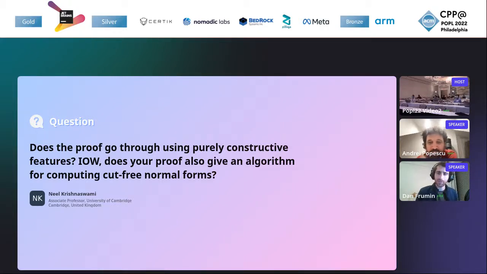Can you hear me? Yes, we can. Yeah, thanks. That's a good question. The proof is purely constructive. I did, however, not manage to actually execute it and run it inside Coq. There were some problems with deciding which things to make opaque in order for it not to blow up. But, well, the bottom line is I did not manage to actually extract an algorithm for that.